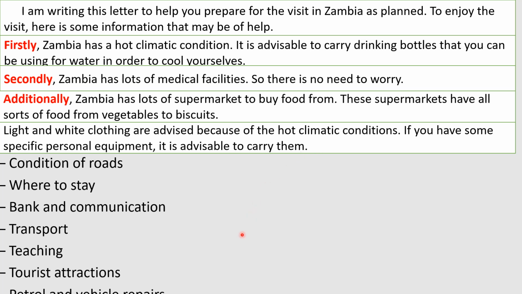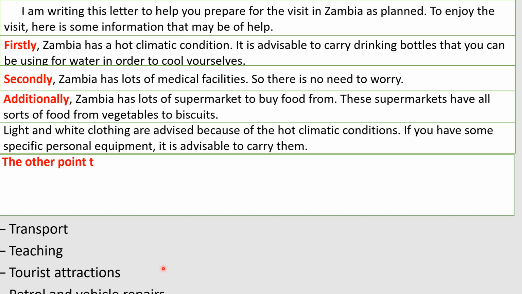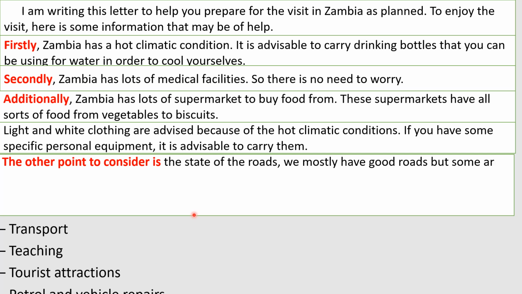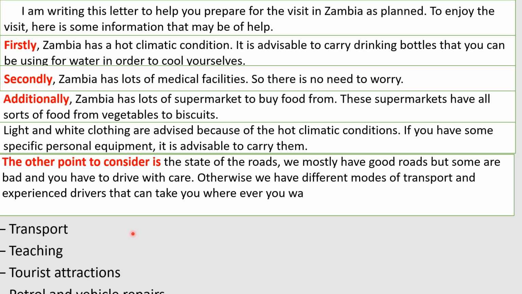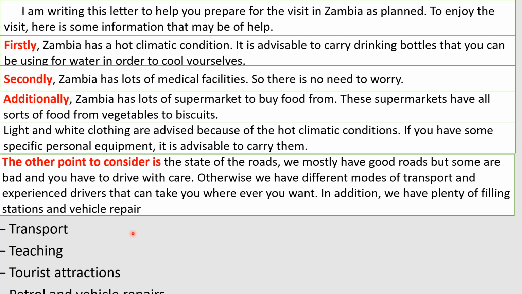Next, we go to condition of roads. So here I'm going to create a paragraph that's going to be made of condition of roads, transport, and petrol and vehicle repairs. So it's going to be: the other point to consider is the state of the roads. We mostly have good roads, but some are bad, and you have to drive with care. Otherwise, we have different modes of transport and experienced drivers that can take you wherever you want. In addition, we have plenty of filling stations and vehicle repair shops for your vehicles.